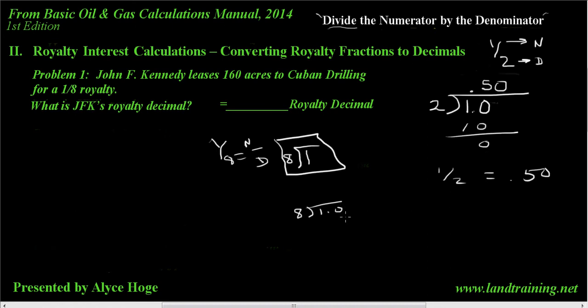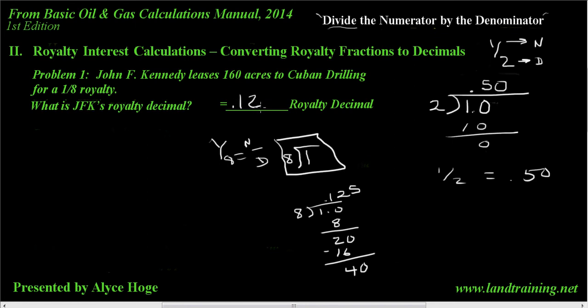So let's look at 8 goes into 1. 8 goes into 1 0 times, but 8 goes into 10 1 time. Now I'm going to put my decimal here. That's 1 time. 1 times 8 is 8. 10 minus 8 is 2. 8 can't go into 2, so I'm going to bring down another 0. Now 8 can go into 20, we know 2 times, because 2 times 8 is 16. So bring our 16 down here, subtract. That leaves us with 4. 8 still can't go into 4. We're going to bring down another 0. 8 goes into 40. 5 times 8 is 40. So 1/8 equals a 0.125 royalty interest.